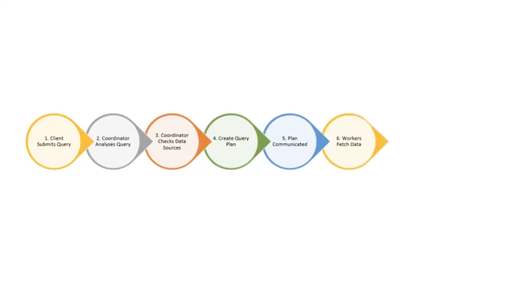So how does a query run in Presto? First the client will submit the query, then the coordinator will analyze this query. The coordinator then will go to the data source and create a query plan. The coordinator will communicate this plan to the workers. In turn, the workers will fetch the required data. The workers will then implement the data transformation. And finally, the coordinator will send these results back.